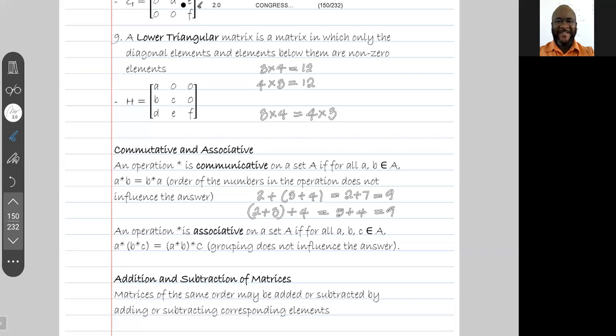All right, so 2 words we need to bear in mind, the word commutative and associative. Commutative talks about the order of the numbers when you're performing an operation. If you change the order of the numbers and the answer comes out to be the same all the time, we say that the operation is commutative. If you change the grouping and the answer comes out to be the same all the time, we say that the operation is associative. Guys, next we're going to look at the addition and subtraction of matrices.